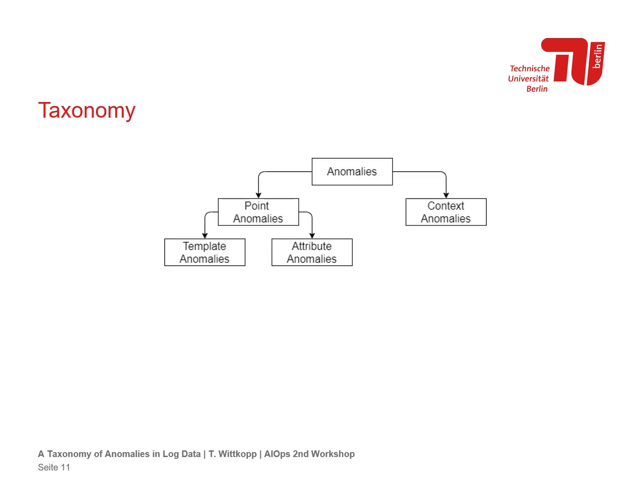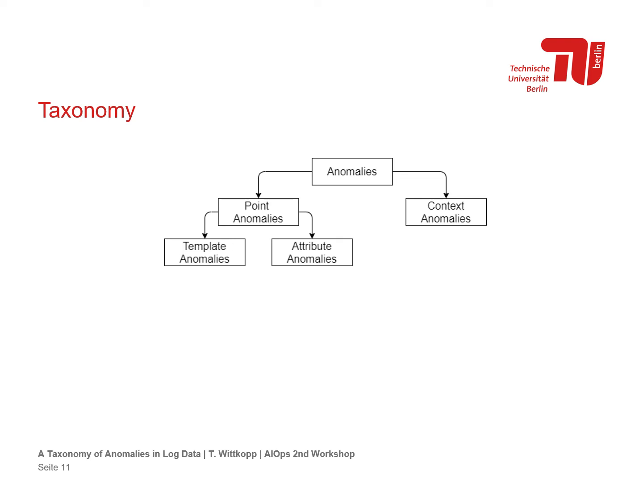Here we can examine our anomaly taxonomy. The log anomaly taxonomy is divided into point and context anomalies to keep in line with the general and well-known categorization of anomalies. The point anomalies are then further divided into template and attribute anomalies. This taxonomy is meant to be a first classification approach to distinguish between different types.